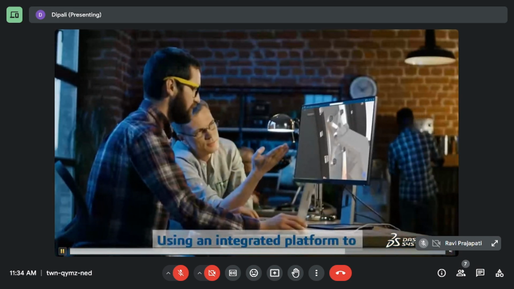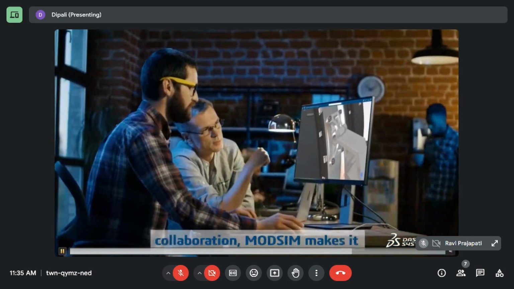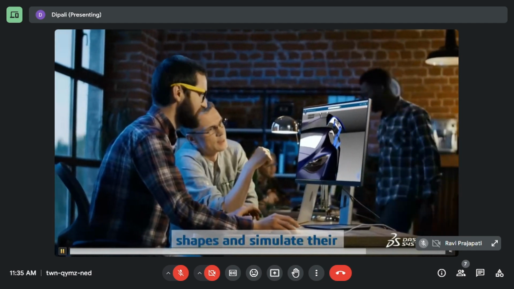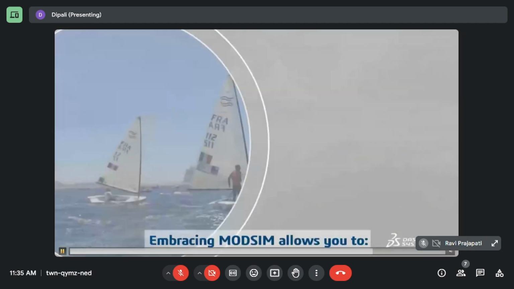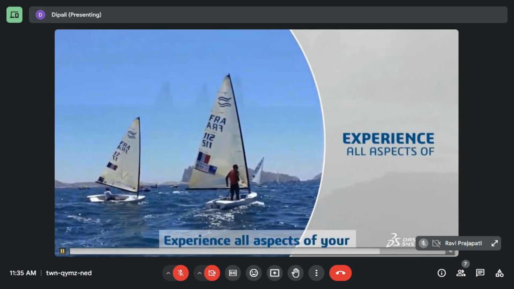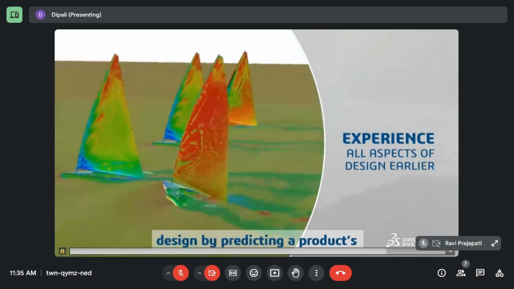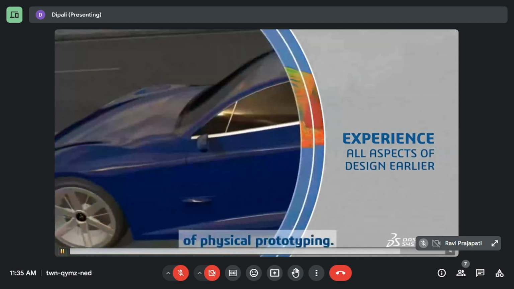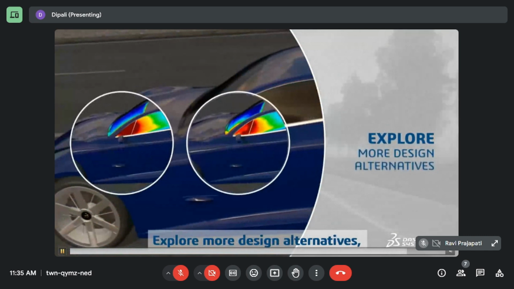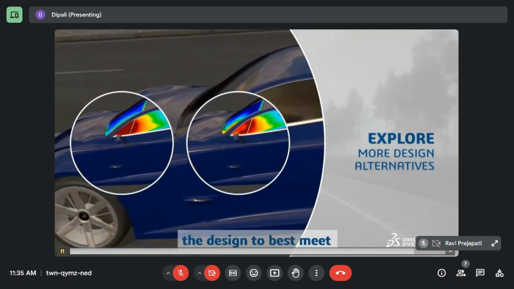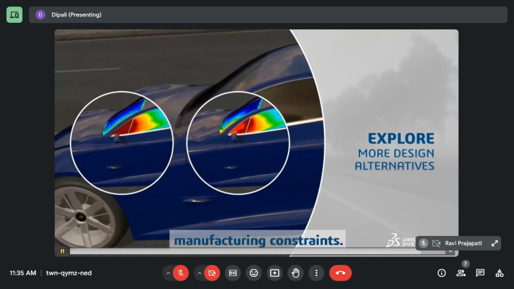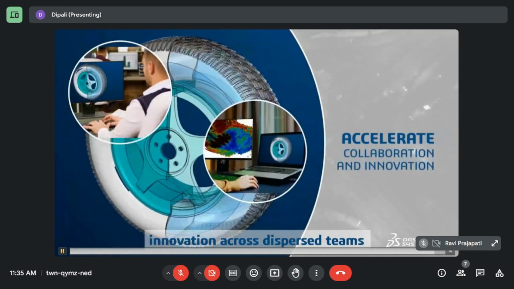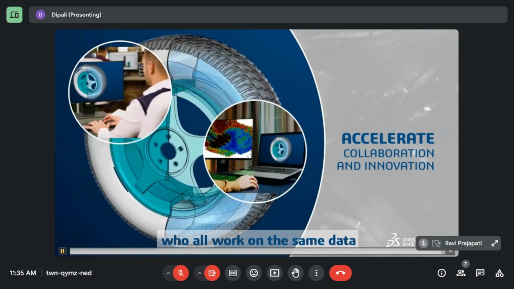Using an integrated platform to support multidisciplinary collaboration, MODSIM makes it possible to virtually model complex shapes and simulate their performance and behavior. Embracing MODSIM allows you to experience all aspects of your design by predicting a product's behavior much earlier, removing the expense of physical prototyping. Explore more design alternatives, allowing you to optimize the design to best meet functional requirements and manufacturing constraints. Finally, accelerate collaborative innovation across dispersed teams who all work on the same data in real time.